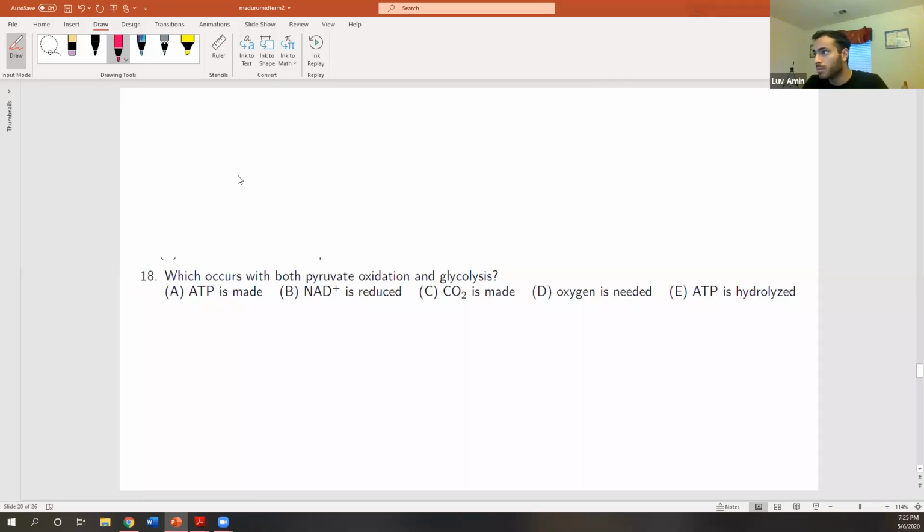All right, so let's move on to number 18, which asks what occurs with both pyruvate oxidation and glycolysis. Well, let's talk about what happens in glycolysis first. In glycolysis, we are taking glucose and making it into pyruvate. I'm so sorry for my spelling and handwriting, it's just hard to type with the mouse.